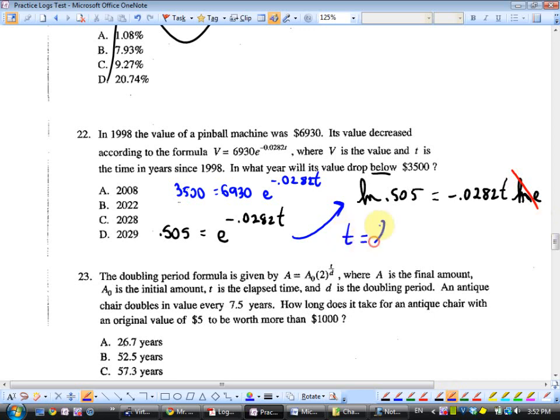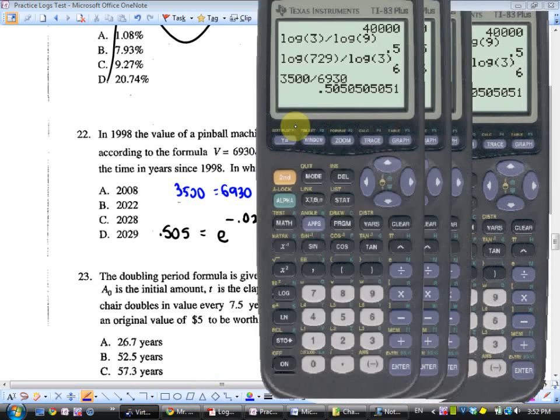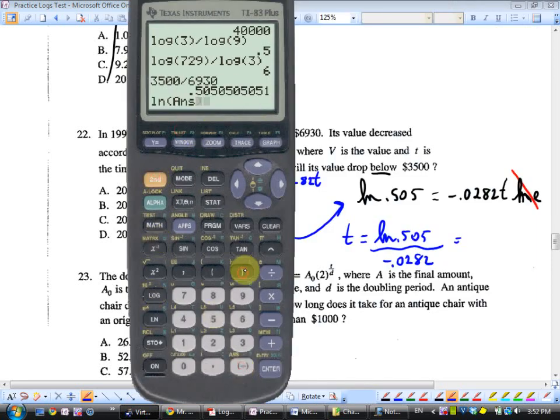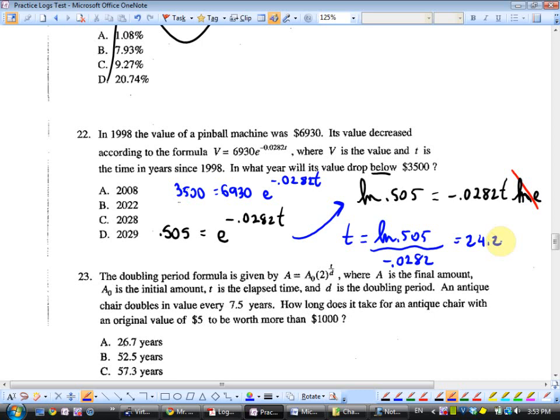T is going to be the ln of 0.505 all divided by negative 0.0282. The ln of that answer divided by negative 0.0282. I get 24.2. Now, if I round this down to 24 years, will it drop below 3,500 after 24 years? So I think this one I'm going to have to round up. I think this one I would say 25 years.